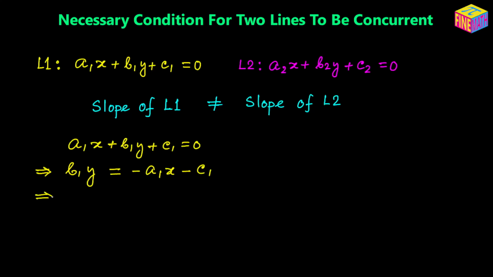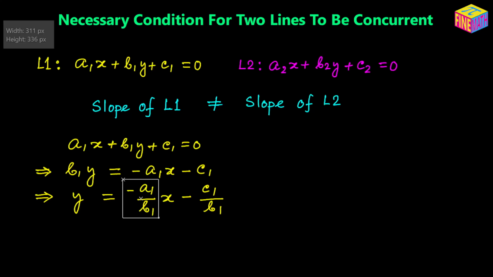And from here, what would be the value of y? Well, y is equal to negative a sub 1 over b sub 1 times x, of course, and minus c sub 1 over b sub 1. And here is the slope, which is negative a sub 1 over b sub 1. That is the slope of the first line.